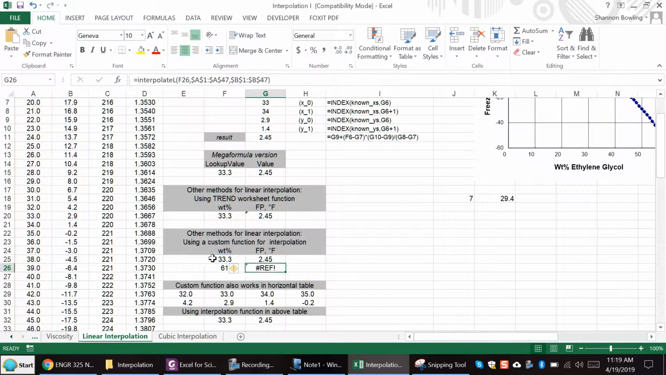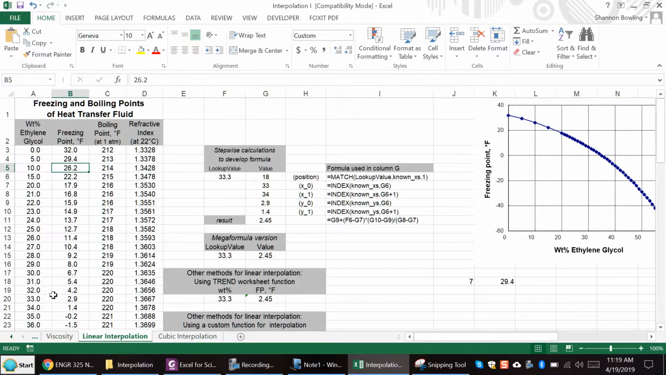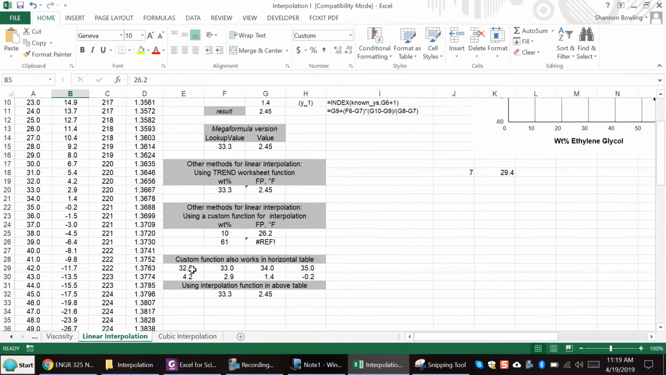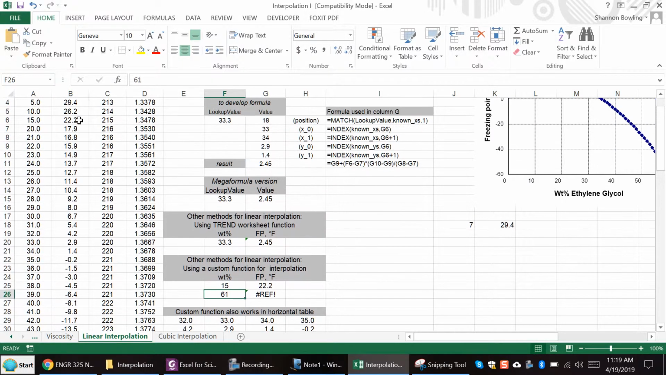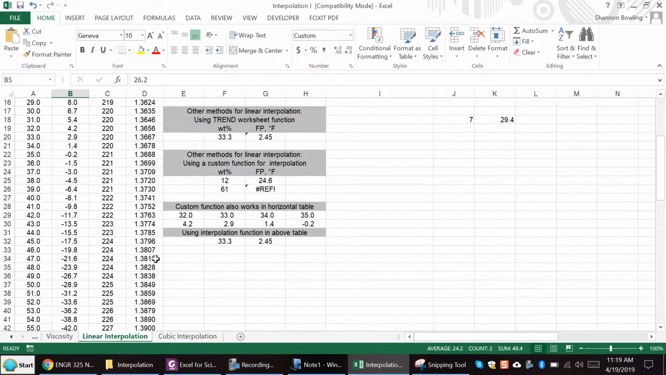So if I come up here and plug in a value of 10, you see the answer I get is 26.2. If I plug in 15, what do I get? I get 22.2. But if I plug in a value of 12, it linearly interpolates between 10 and 15. You can look at that and say, yeah, that's about halfway between. 24.6 works.